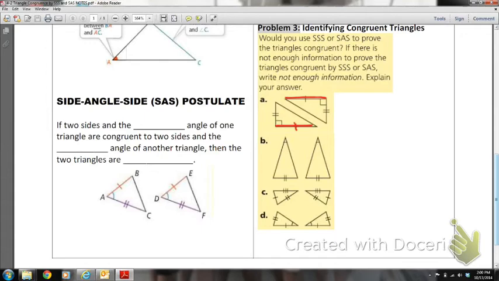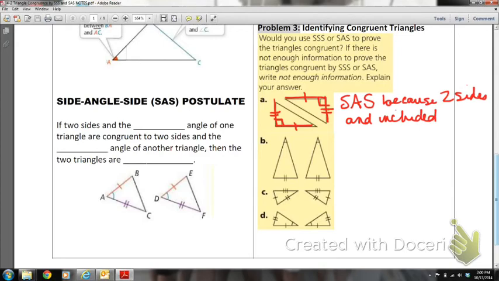two pairs of corresponding congruent sides. And we have right angles that are included in between them. So that means that we can use side, angle, side, because we have two sides and the included angle. Are congruent.